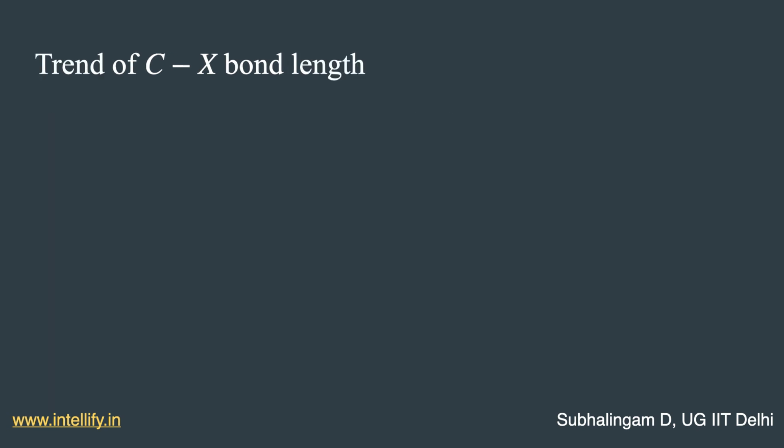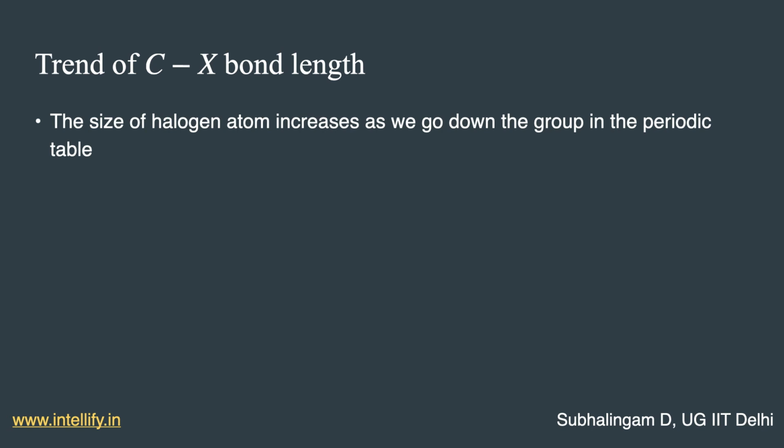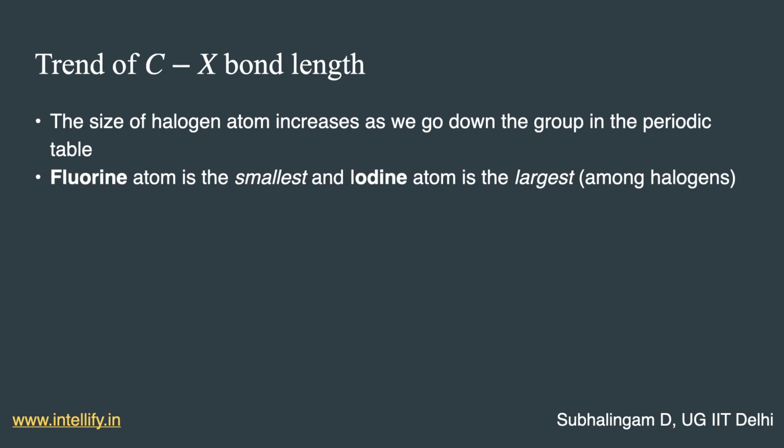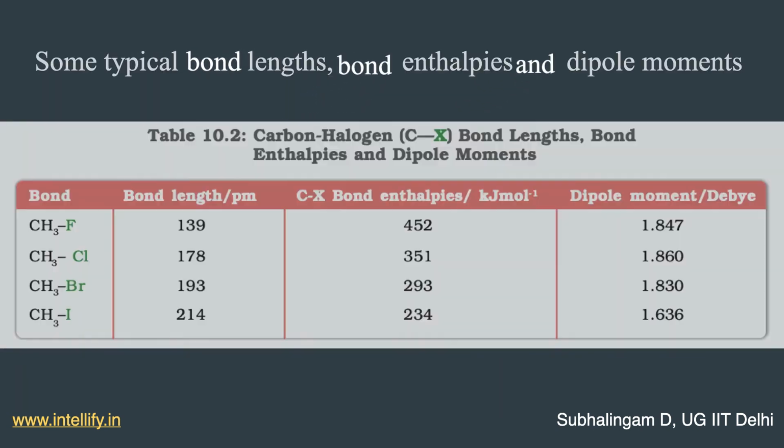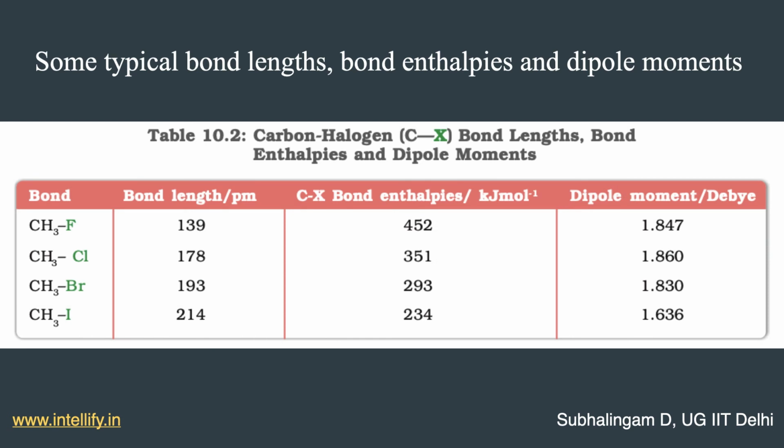Let's look into the trend of CX bond length. We know that the size of a halogen atom increases as we go down the group in a periodic table. Fluorine atom is the smallest and iodine is the largest among halogens obviously, and hence the CX bond length also increases from CF to CI. And we have a table that is taken from the NCERT textbook, table 10.2. So we observe that as we go down, that is CH3F, CH3Cl, CH3Br, and CH3I, the bond length increases.